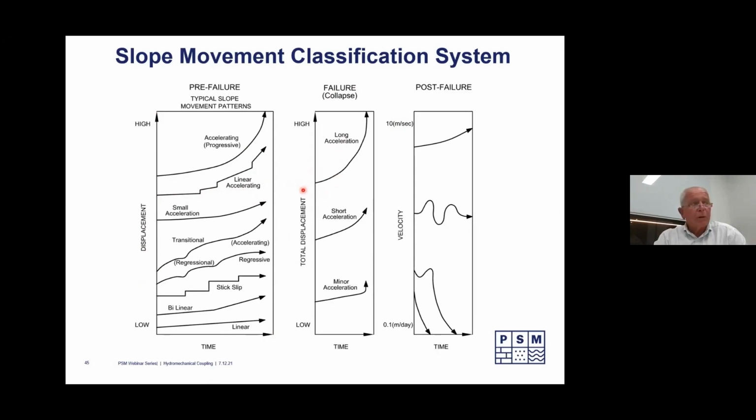Once we get to failure, we've got a whole series of behaviours that can happen, but sometimes it can be very minor acceleration. We don't always have that long acceleration, that long warning time. And then once it has failed, one of the things we do have to do as geotech engineers is say, is it just going to stop? Or is it going to keep going and do some very large damage?